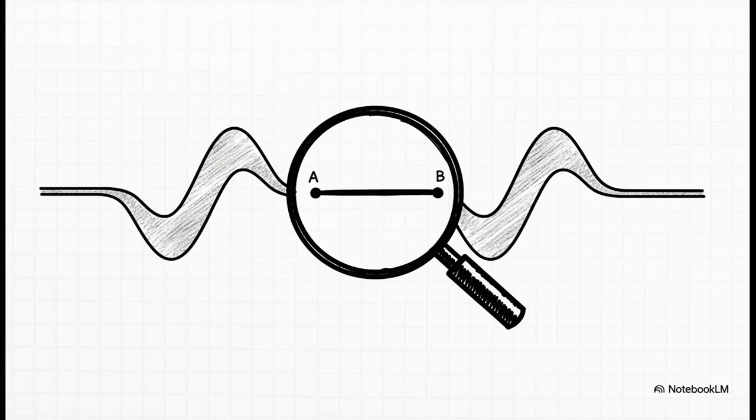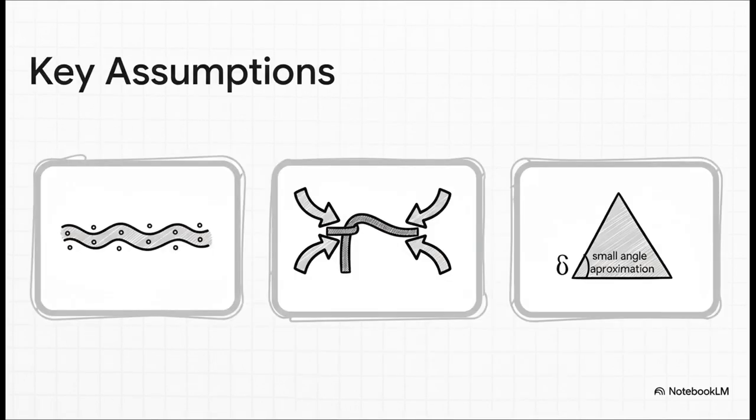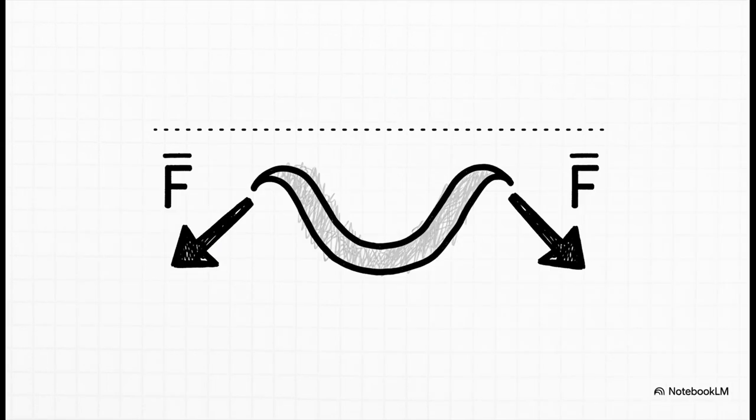Okay, first step, let's zoom way in on a tiny piece of the string. It's almost a straight line. Now to get started, we're going to make a few simple assumptions about tension, mass, and angles. So tension is the real star of the show. It's always trying to pull that string back to straight.